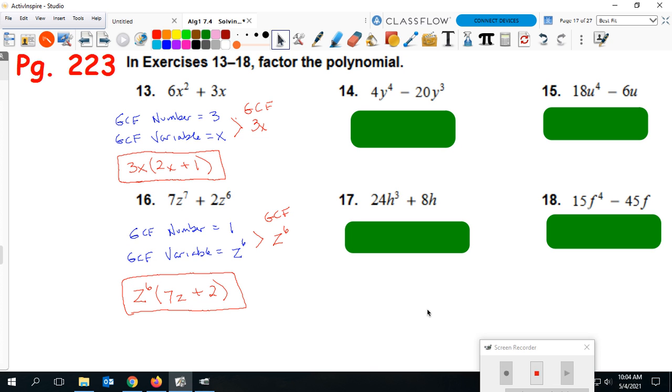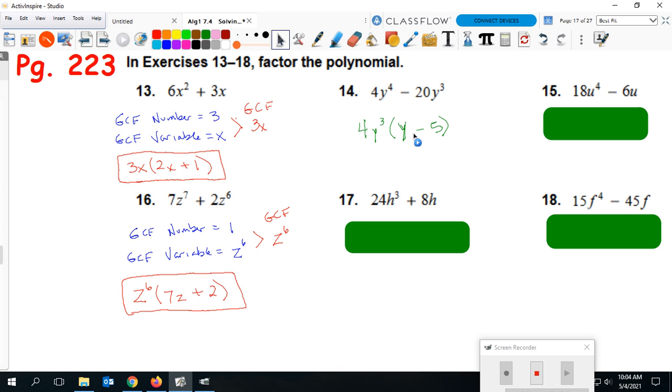All right, so hopefully you've got these 4 done here that I've hidden in green. And you're just checking your answer now. So for number 14, what you'd want to pull out, you want to see 4 can go into 20. So you're going to pull out 4 for the number. And then the smaller number of y's, there's 3 of them. So y to the 3rd. So 4y to the 3rd should be outside the parenthesis. What's left would be y minus 5 on the inside of the parenthesis.